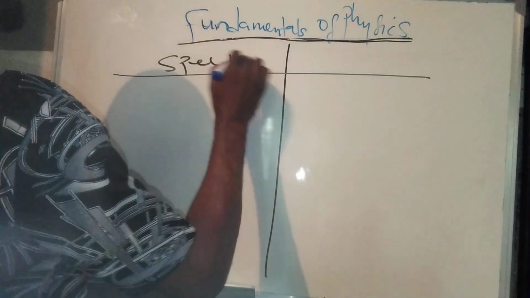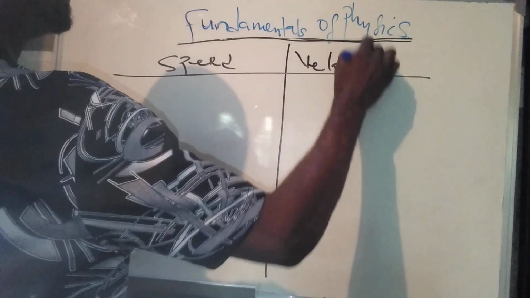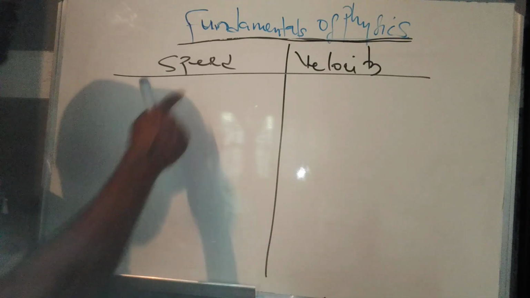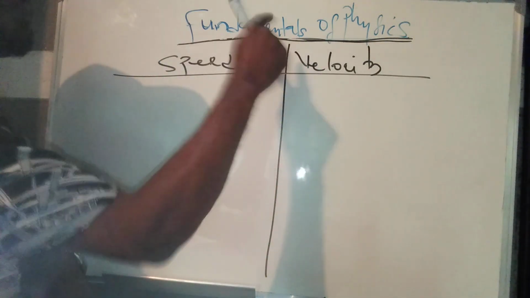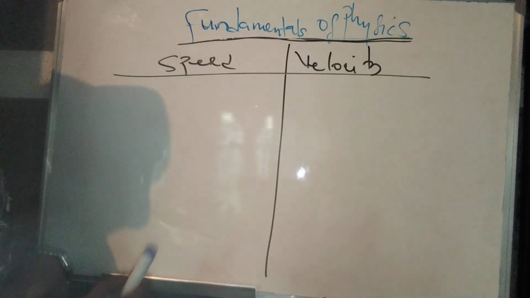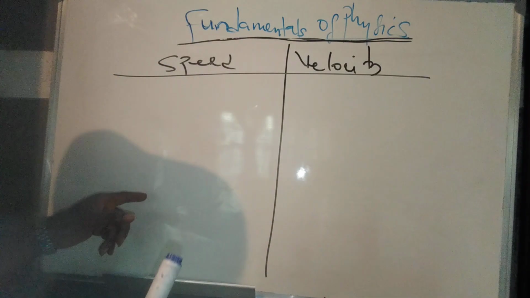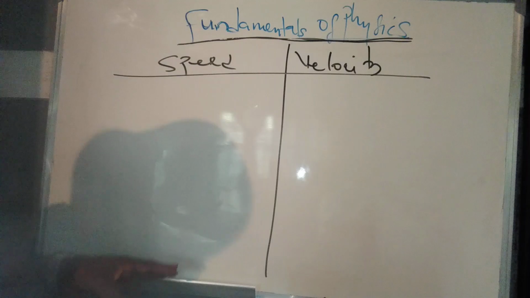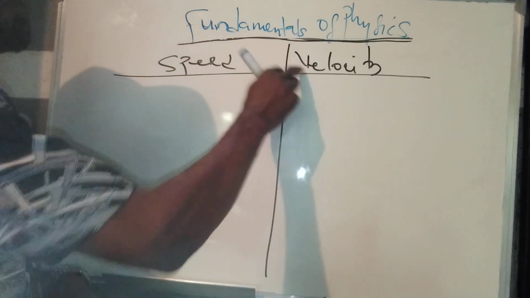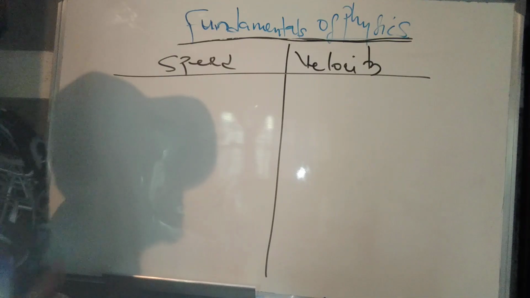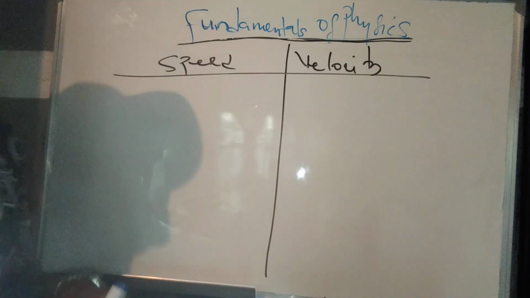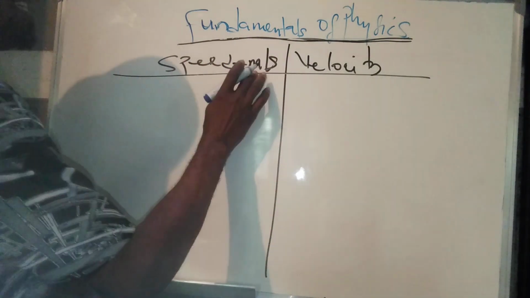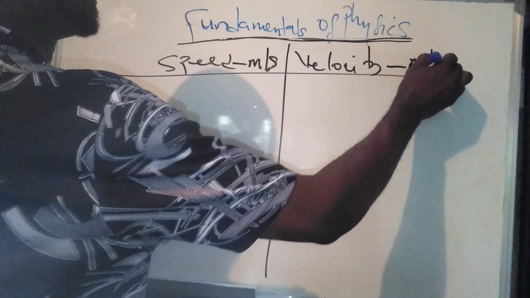speed and velocity. You see, mathematically we can say that speed and velocity are the same thing. But outside that, speed is a scalar quantity, velocity is a vector quantity. Speed can only be measured in terms of magnitude, that means the distance covered at a particular time. So velocity is a vector quantity. You can measure velocity in terms of magnitude and also direction. But when it has to do with SI unit, they are the same. Speed is meter per second, velocity is meter per second.